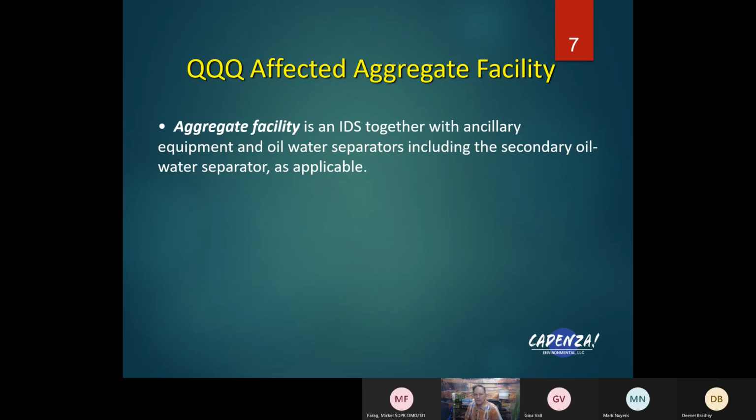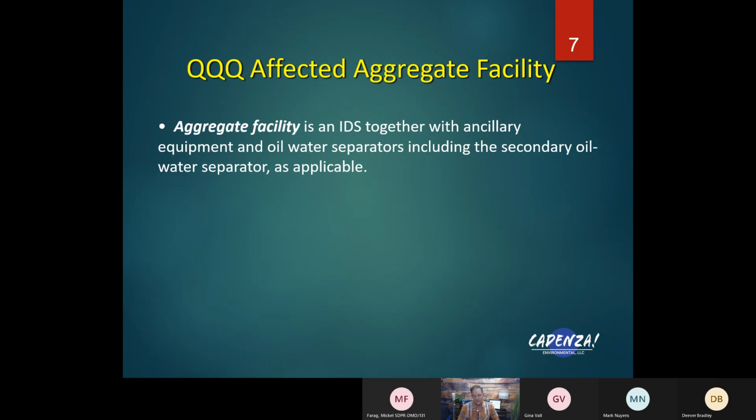The QQQ affected aggregate facility is an individual drain system together with the ancillary equipment, oil water separators, including the secondary oil water separator as applicable. I even have a hard time explaining how this works, but basically it is called an affected facility when certain modifications or construction changes are made. And what it can do is trigger the QQQ VOC emission suppression controls for the entire individual drain system all the way down to and including the secondary oil water separator system.